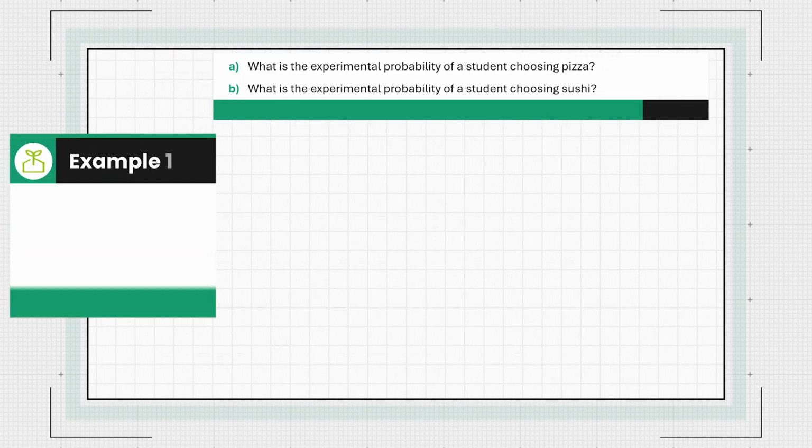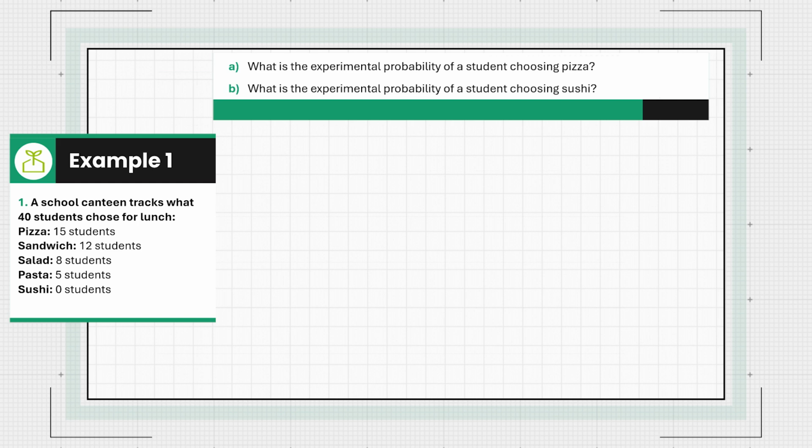Alright, welcome back. So right now we can look at how experimental probability can be used from survey data. This is useful in that ultimately it can give us a likelihood within a group of a preference or a result occurring. So if you look at the question, we have a school canteen that has tracked the lunch of 40 different students. And basically we have all of the chosen lunches and all of the potential options.